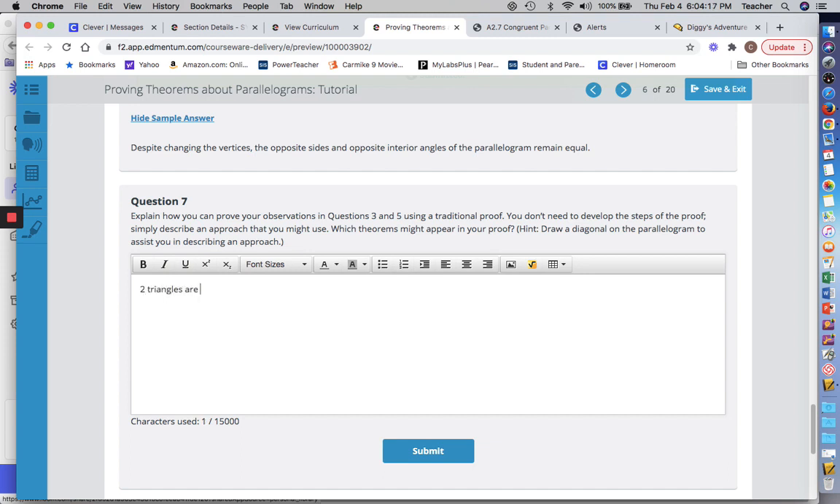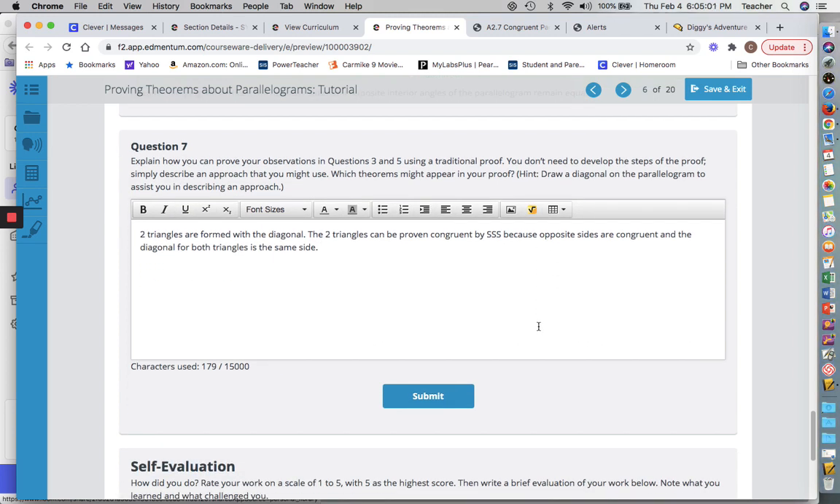Two triangles are formed with the diagonal. Two triangles can be proven congruent by side, side, side because opposite sides are congruent and the diagonal for both triangles is the same. Okay, so I really didn't prove anything here, just kind of saying, okay, well, I've got two triangles. Now my two triangles are going to be congruent because their sides are all the same, side, side, side.